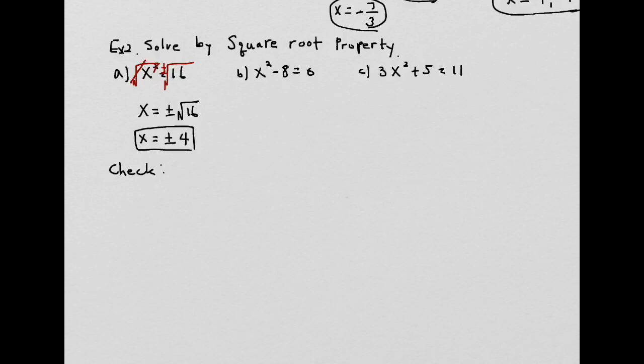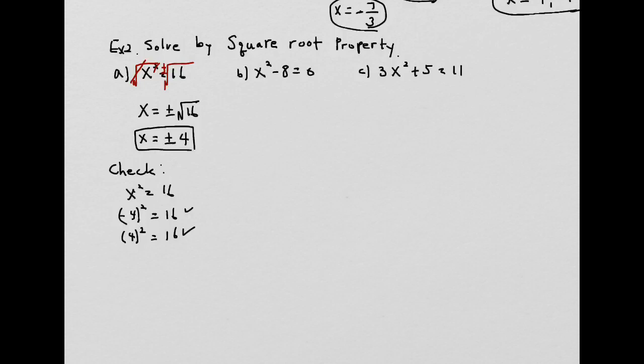So let's check with negative 4 first. If you do x squared equals 16, when you replace x with negative 4, we know that's going to give you 16. Even if we replace x with positive 4, we know that's going to give you positive 16. So negative 4 and positive 4 both work out as solutions.